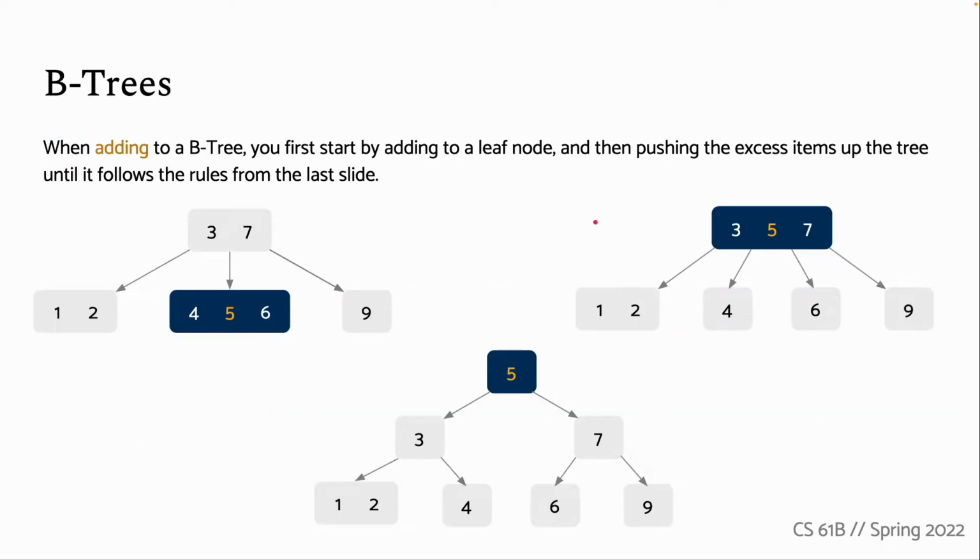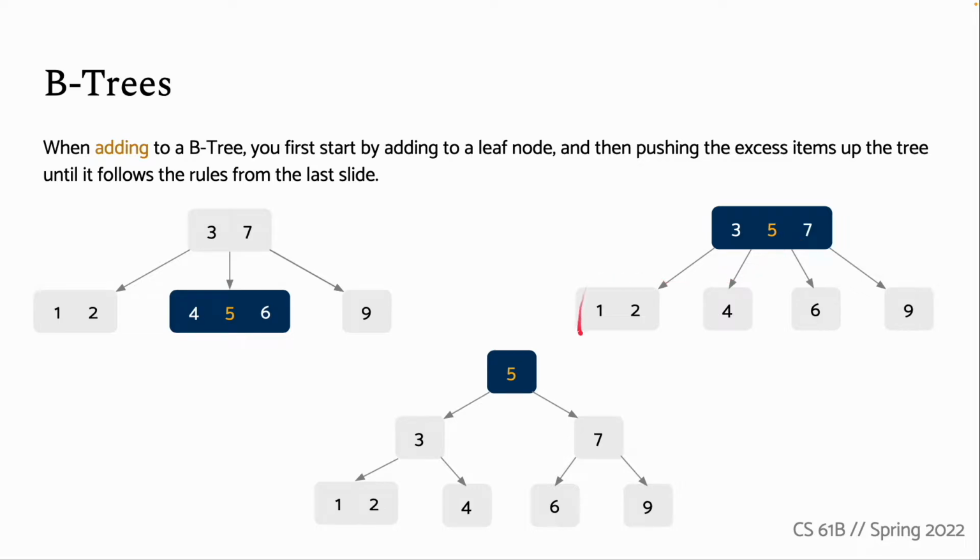When adding to a B tree, you start by adding to the leaf node, and then you push the excess items up the tree until it follows the rules from the last slide. In this case, we add this 5 to our leaf node first, but now our leaf node is something called overstuffed because there are too many items in it. We can only have up to 2 items in a 2-3 version of a B tree. So we take the middle item and push it up to the node above it. Here we have 3, 5, 7 in this upper node, and again this node is overstuffed because we can't have this many items.